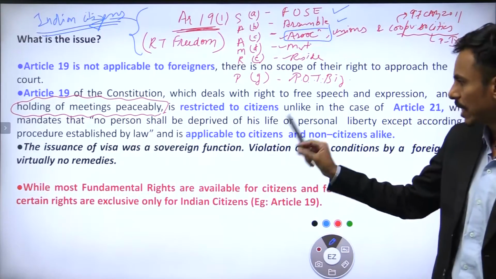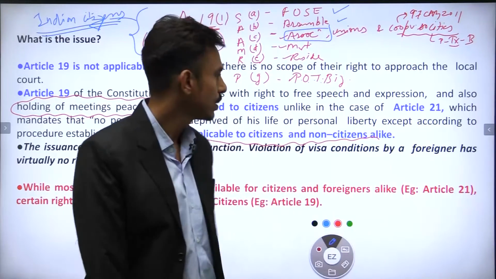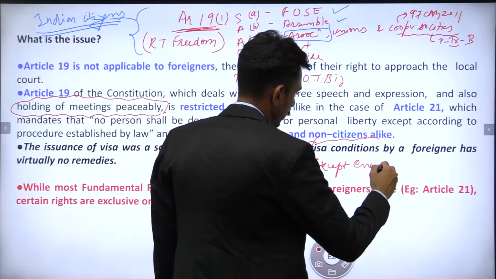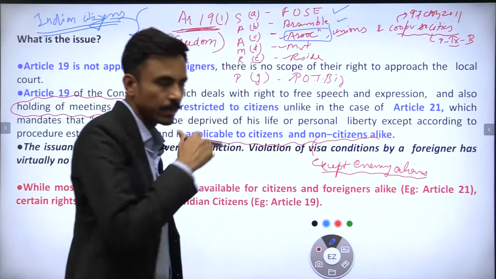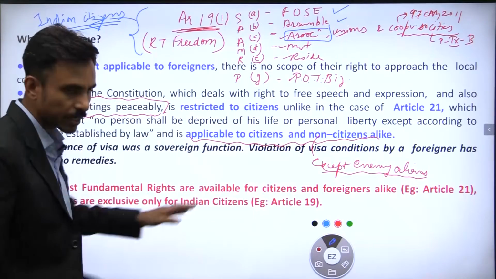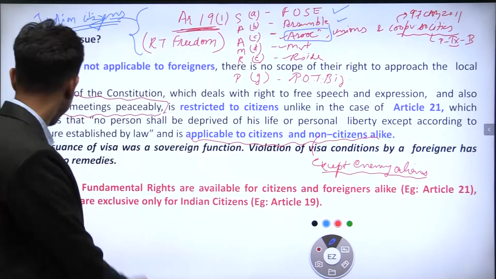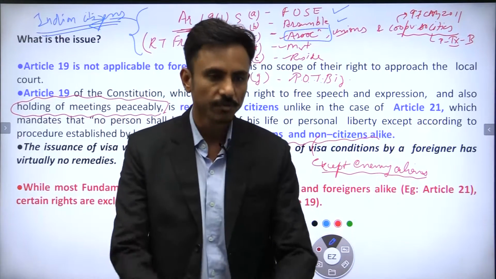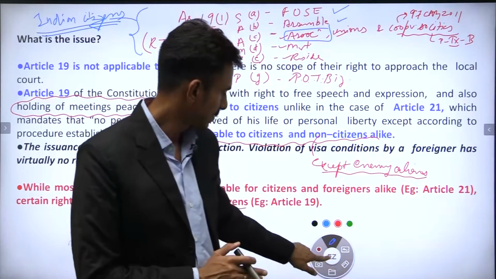Whereas Article 21 is applicable to citizens as well as non-citizens, except enemy aliens. That means those countries with which we have bad or sour relations. So while most fundamental rights are available to citizens and foreigners alike, for example Article 21, there are certain rights which are exclusive to Indian citizens, like Article 19. So we are very clear with Article 19 and 21 and their application. I hope it is clear.